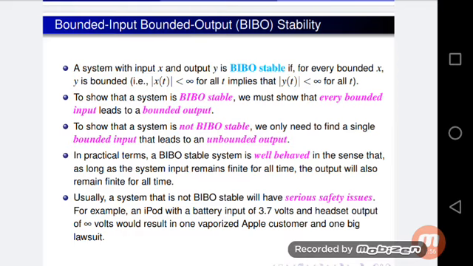To show that a system is BIBO stable, we must show that every bounded input leads to a bounded output. In practical terms, a BIBO stable system is well balanced, in the sense that as long as the system input remains finite for all time, the output will also remain finite for all time.